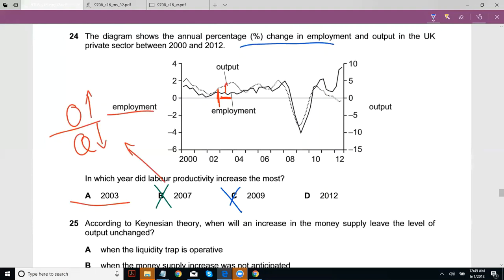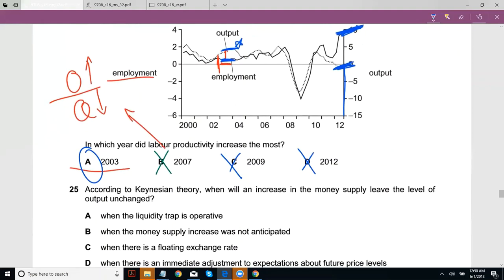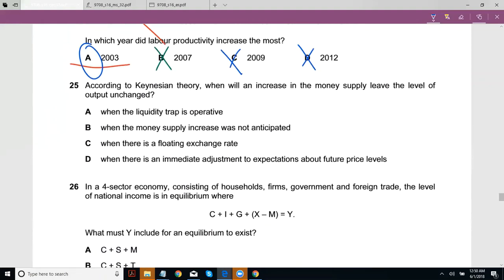So they're not being productive. They're not increasing productivity. 2012, if you look at it here, again, your employment is above your output. So it's clearly not as good as 2003, because in 2003 your employment was here, your output is here. So you had fewer people producing a greater amount. Here you have a lot of people producing not that much change in the amount. So you can cross out 2012, because the change in employment is above the change in output, leaving you with 2003.